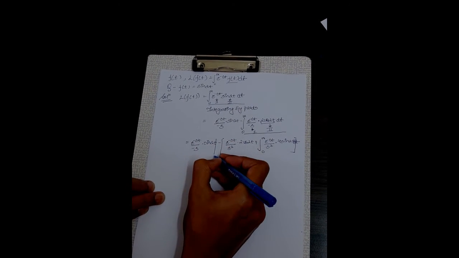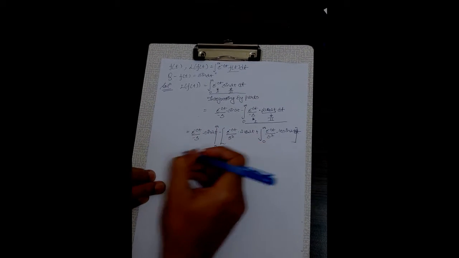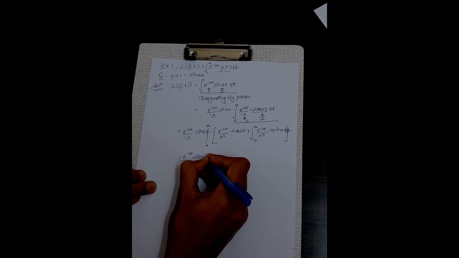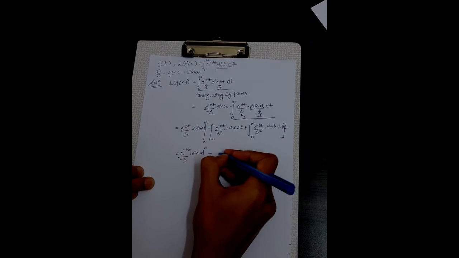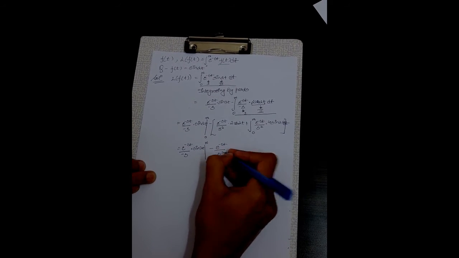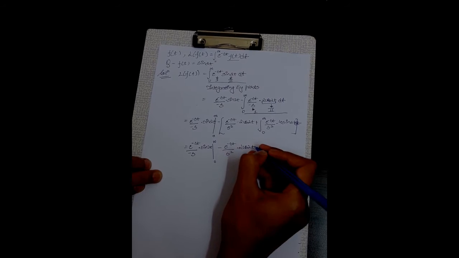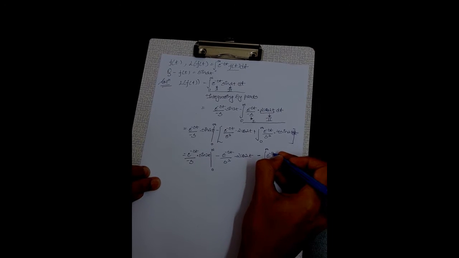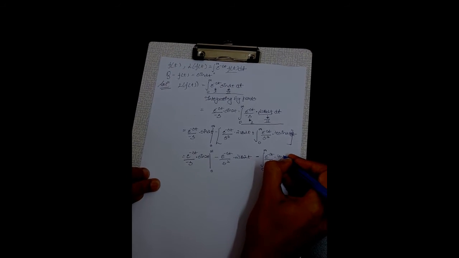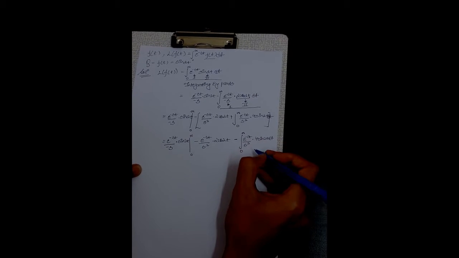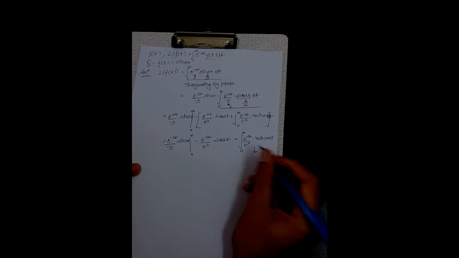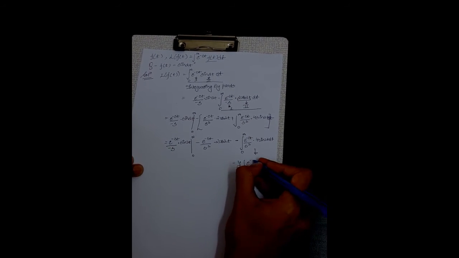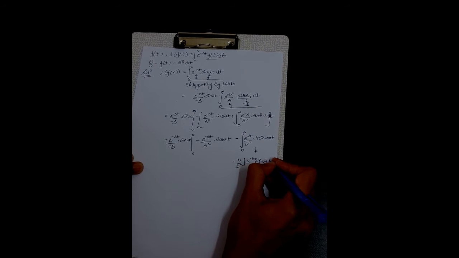Now the limits for this equation would be 0 to infinity, and on opening the brackets we get e to the power minus st upon minus s times sin 2t from 0 to infinity, minus e to the power minus st upon s square times 2 cos 2t, minus the integration from 0 to infinity of e to the power minus st upon s square times 4 sin 2t dt. Now if we bring the 4 and s square outside of the integral, then we will get minus 4 by s square times the integral of e to the power minus st sin 2t dt.